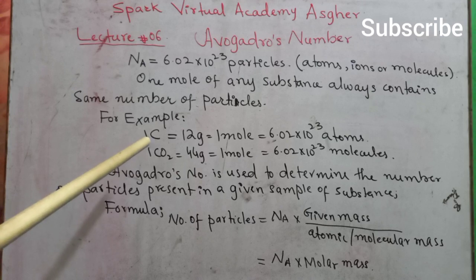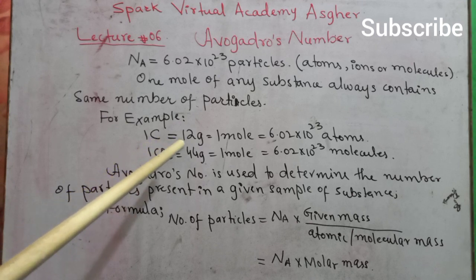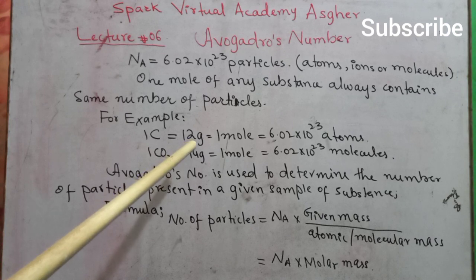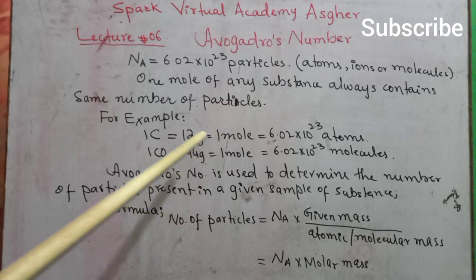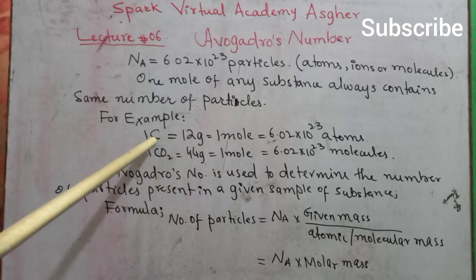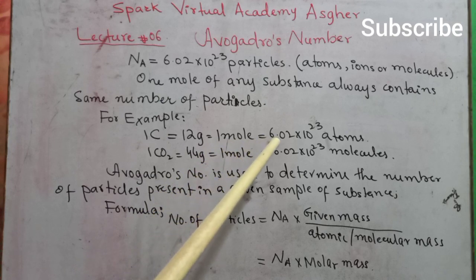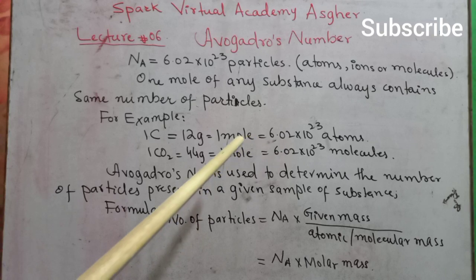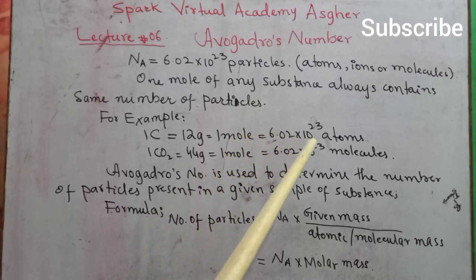If we have an atom of carbon, its atomic mass is 12 gram. Since it is expressed in grams, it is equal to 1 mole. Hence, 1 mole of carbon is equal to 6.02 into 10 raised to power 23 atoms. It means 1 mole of carbon contains 6.02 into 10 raised to power 23 atoms of carbon.